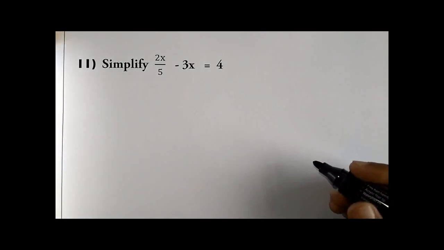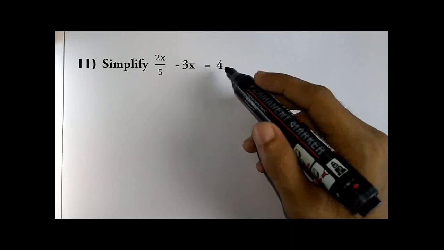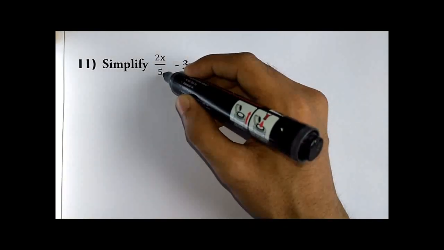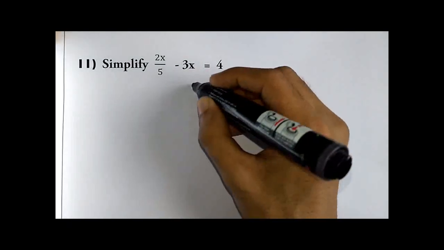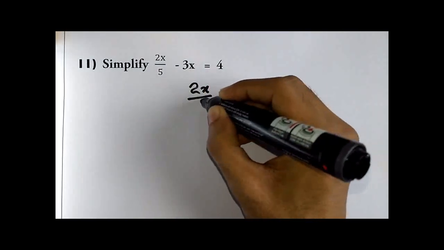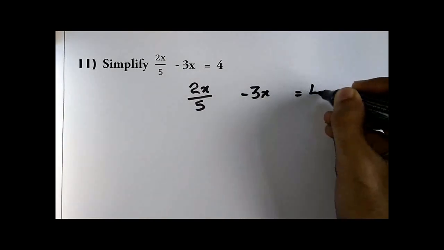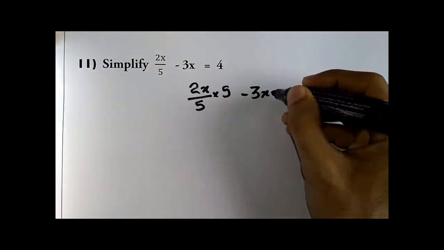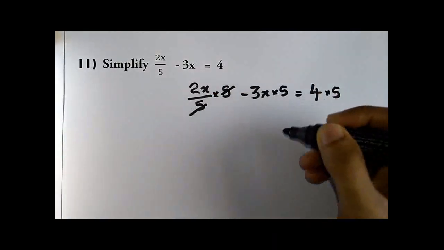Now okay, how to simplify this one? 2x over 5 minus 3x equals 4. Right, so it's better to cancel this division 5. To cancel this division 5, what we have to do? We have to multiply all these 3 terms by 5. So 2x over 5 and after that minus 3x and again 4, and we'll multiply them all by 5 to cancel that division 5. So now the division 5 is cancelled.